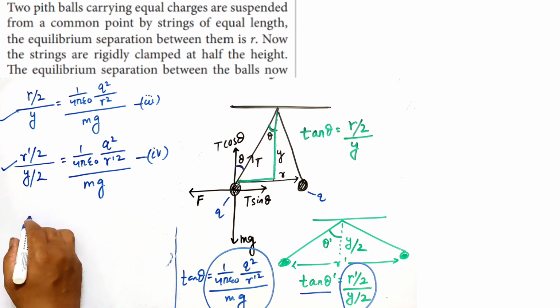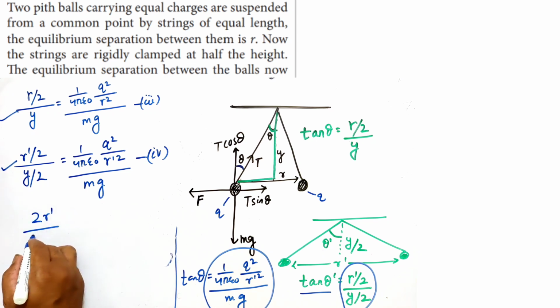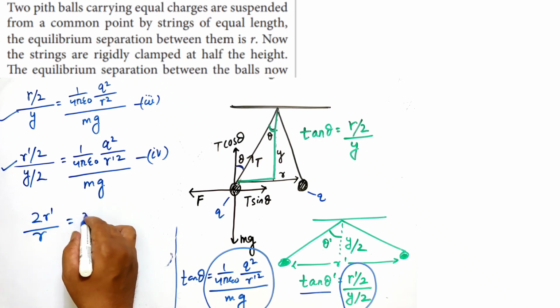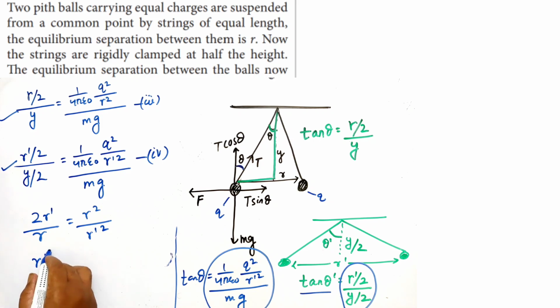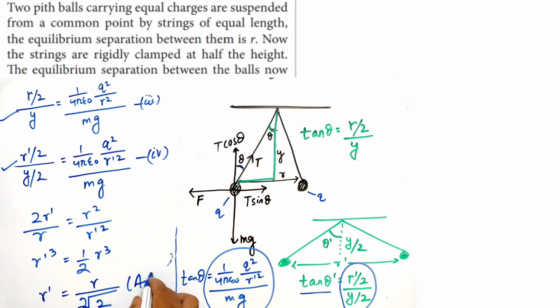So by dividing you are going to get the value of 2r dash by r equal to r square by r dash square. So now you have to take all the r dash to one side and r to one side. You are simply going to get r dash cube equal to 1 by 2 into r cube. Now you have to find the value of r dash. So the value of r dash is going to be r upon cube root of 2. That is the answer to this question. So option D is correct.